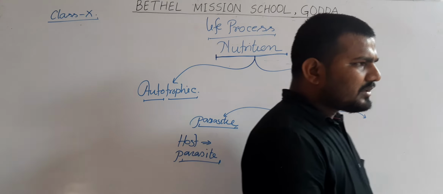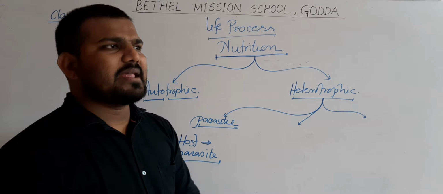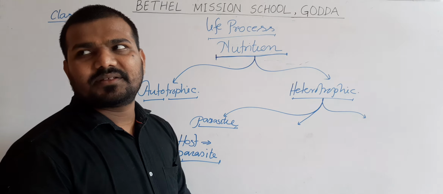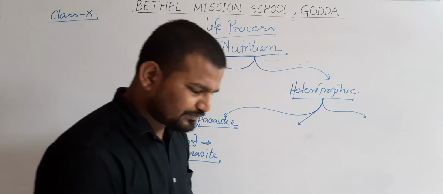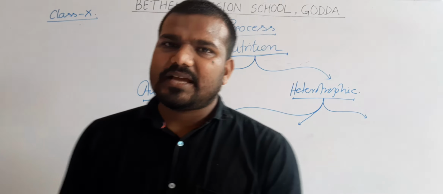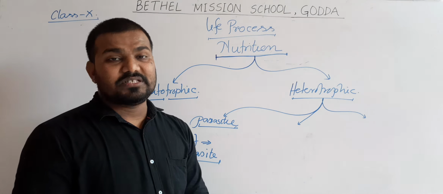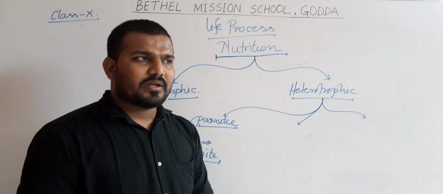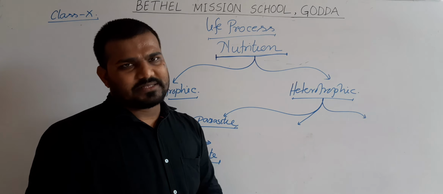Now, these parasites can be ecto or endo. Some parasites attach externally. They are termed ectoparasites. Some parasites attach inside. They are termed endoparasites. For example, lice are attached externally. They are termed ectoparasites. But plasmodium, which causes malaria, is present within our body. It's an endoparasite.